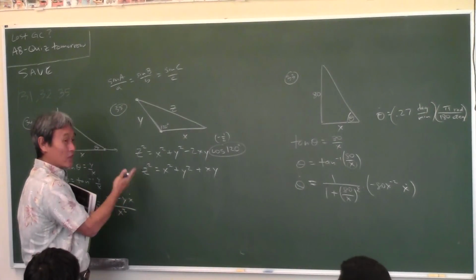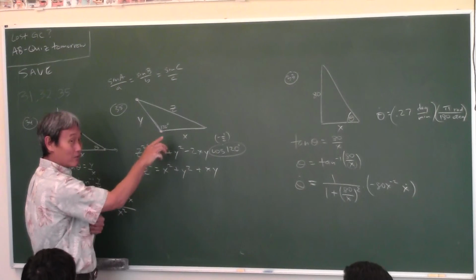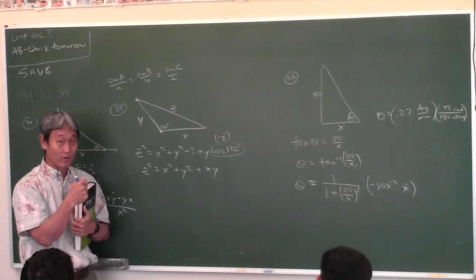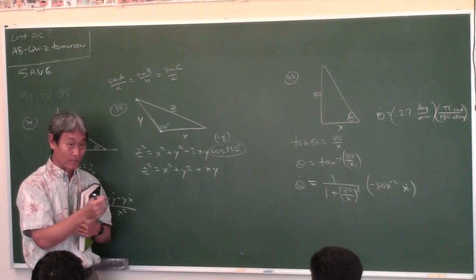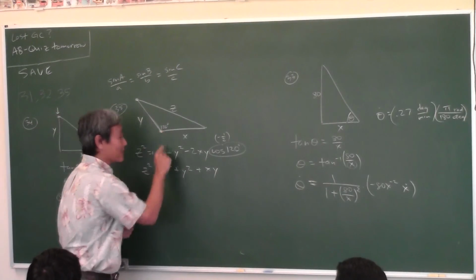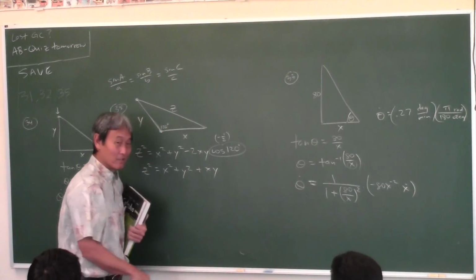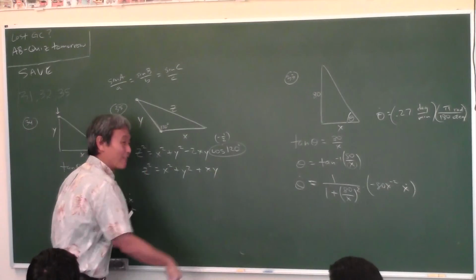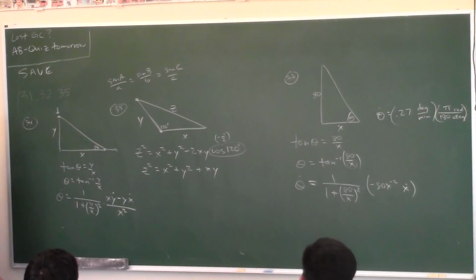Look, this is your equation. That's because this angle is 120 degrees. But the one you're gonna get on the test, it's not gonna be 120 degrees. It's gonna be a different one. So if you don't know your trig values, suffer.